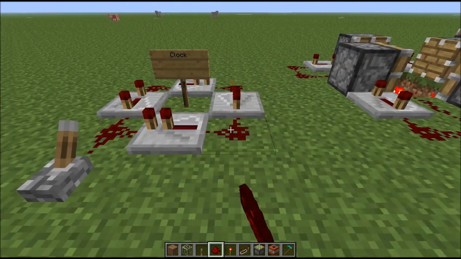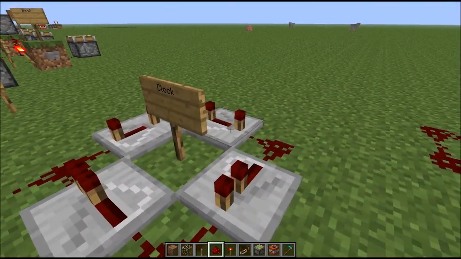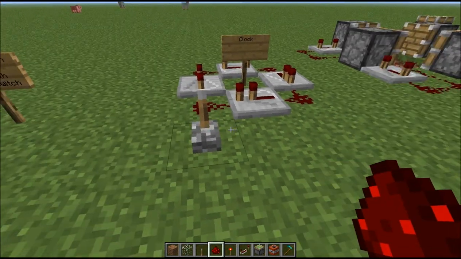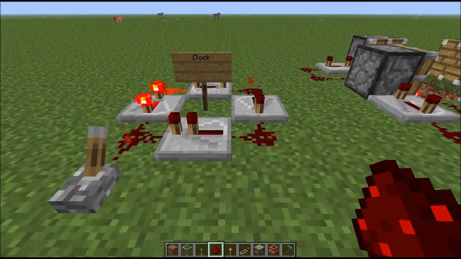See, it's just inherently unstable, as opposed to if you do this, where it's a lot more stable.